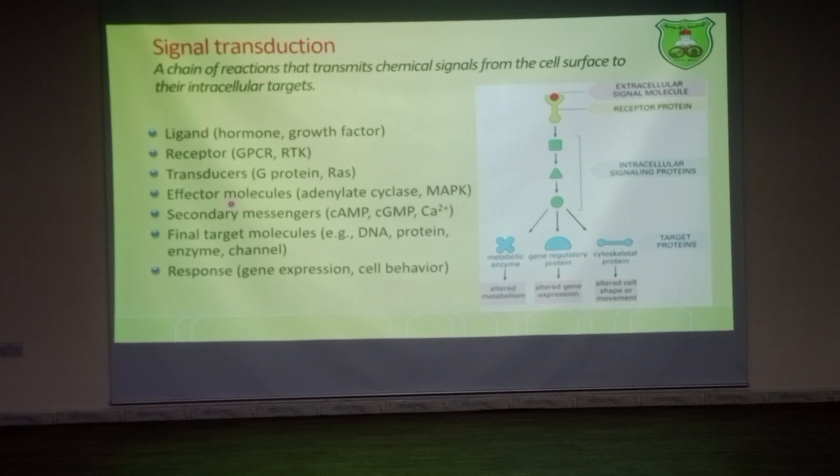And then to an effector molecule. The effector molecule does an action, an amplified action. It's mainly an enzyme, like adenylate cyclase, like MAP kinase. And this effector molecule can act on other effector molecules, other enzymes.